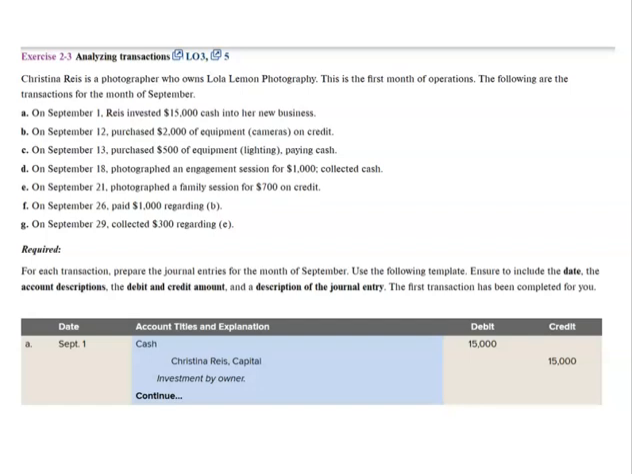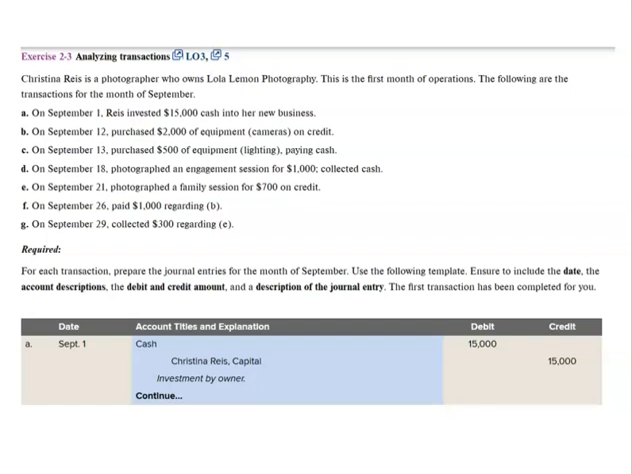Hi everyone. Okay, let's go over exercise 2-3, and if we have time, I'll do exercise 2-4 in the same video. If not, I'll create separate videos. So for exercise 2-3, it wants us to analyze the transactions and then create the journal entries. Okay, and it's giving us an example here. It's done A for us.